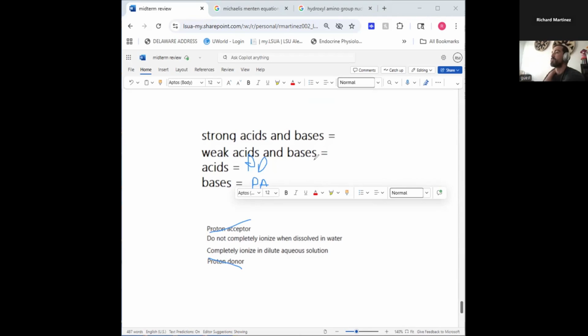So what do weak acids and bases do? Do they completely ionize in dissolved water? Yeah, they do not. We can use process of elimination: strong is probably going to completely ionize. Keep it very simple. If it's strong acids and bases, they completely ionize. If it's a weak base, it's not going to completely ionize. Good job.